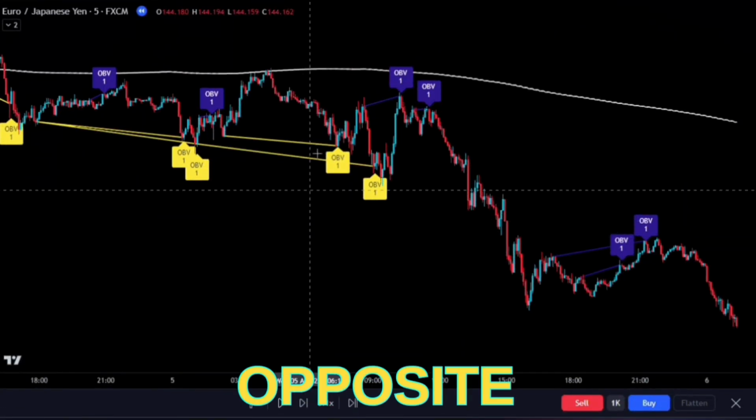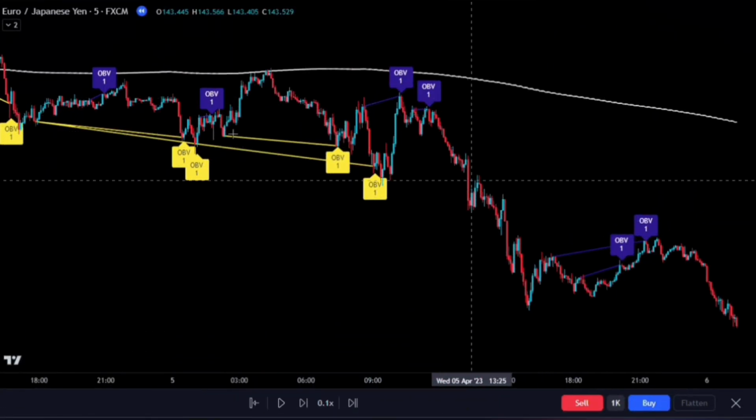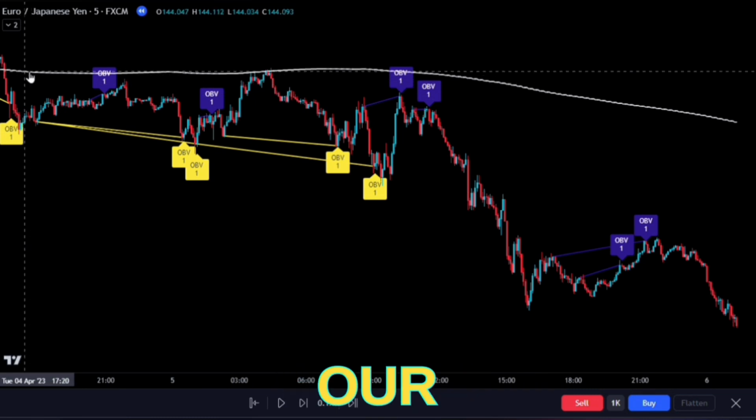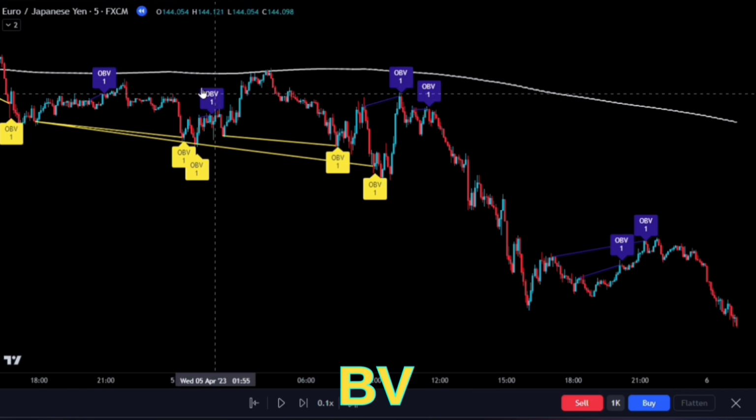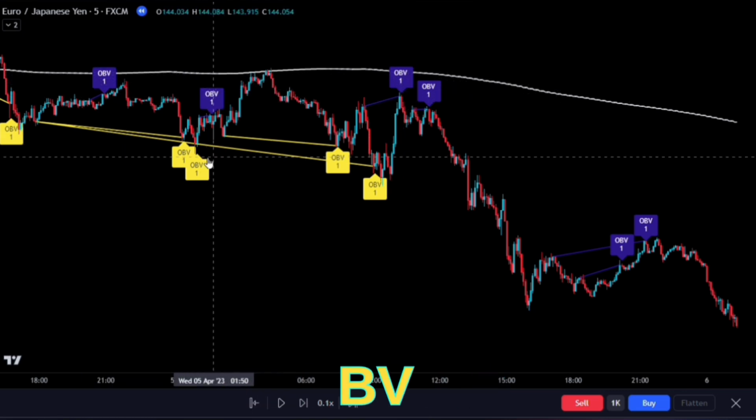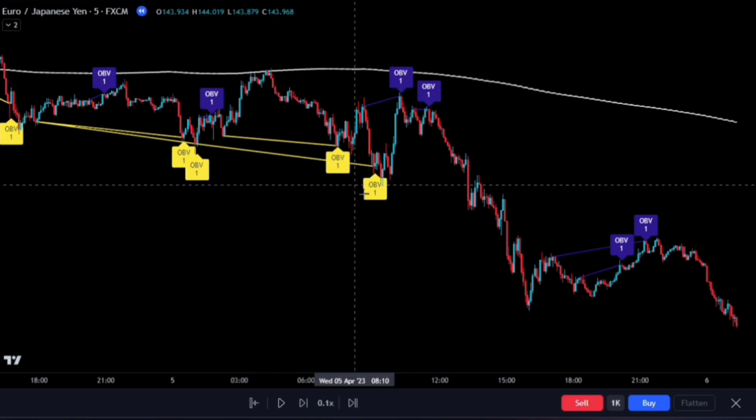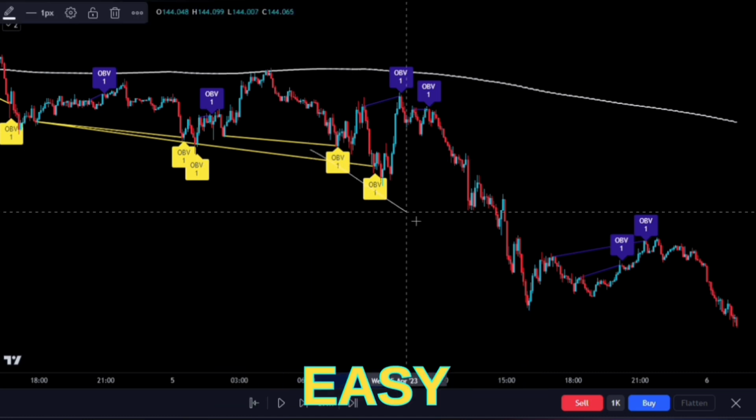And exactly the opposite is true for short entries. We only need to see prices below our ultimate moving average. Take trades only when we have bearish OBV signals, while avoiding bullish OBV signals, and we could see good entry trades following the trend. Easy peasy.